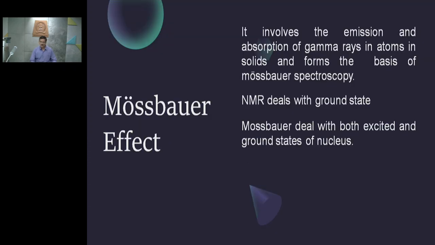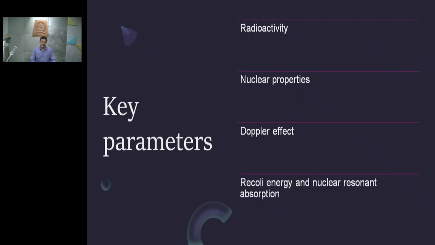Then the question arises, what is meant by the Mossbauer effect? Basically, it involves emission and absorption of gamma radiation by atoms in a solid crystalline lattice, and this is the key factor for this spectroscopy. We have to be aware of NMR, which deals with the ground state. Why? This spectroscopy deals with the excited state and ground state of the nucleus.